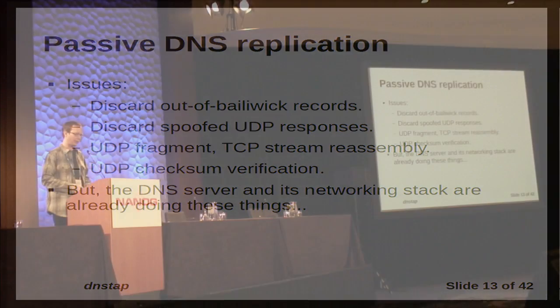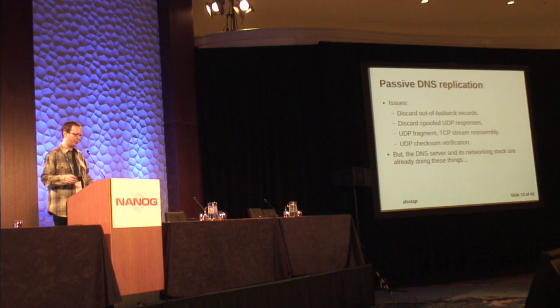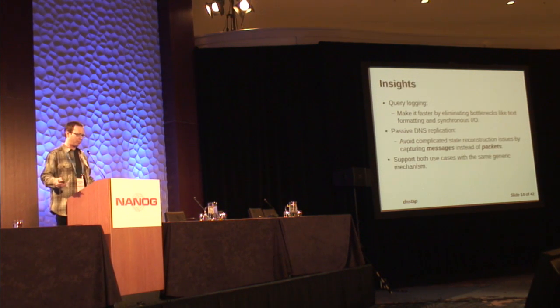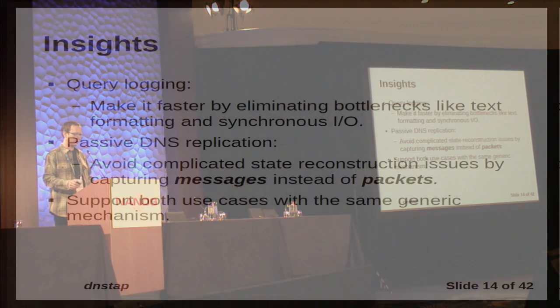So you have all these data issues when you do passive DNS replication with packet capture. And the interesting thing is that the recursive DNS server and the kernel and networking stack that's running on everything are actually already doing these things. And so if there were some way we could be inside the DNS server, we could avoid almost all of these issues. So here are our key insights for these two use cases.